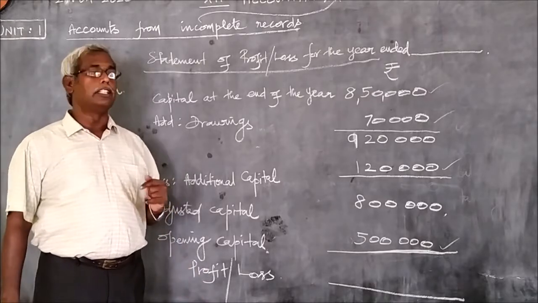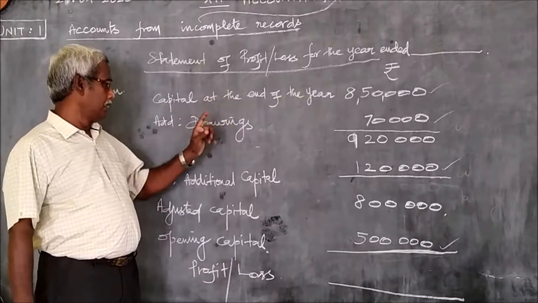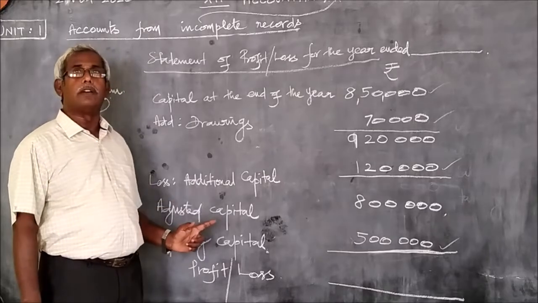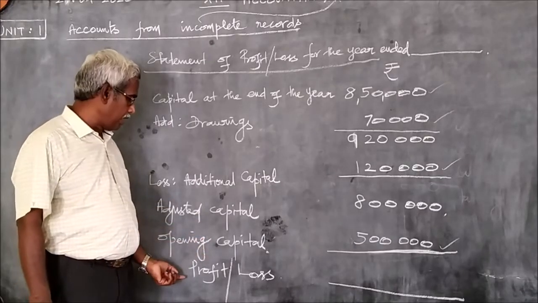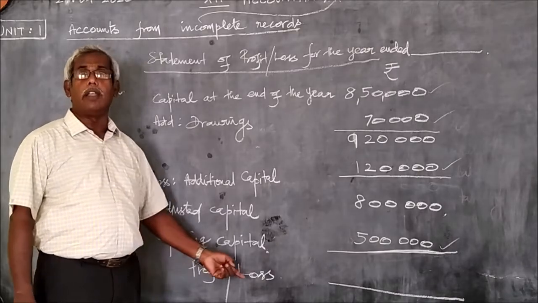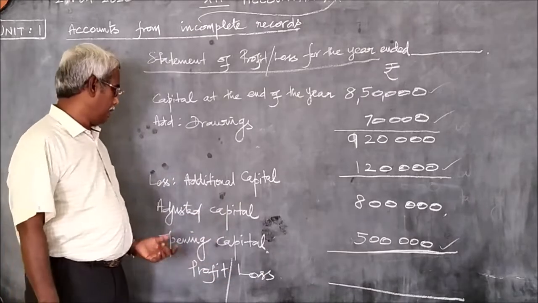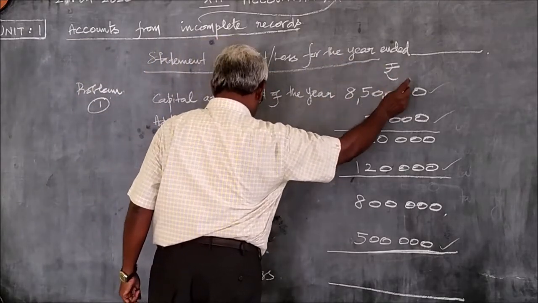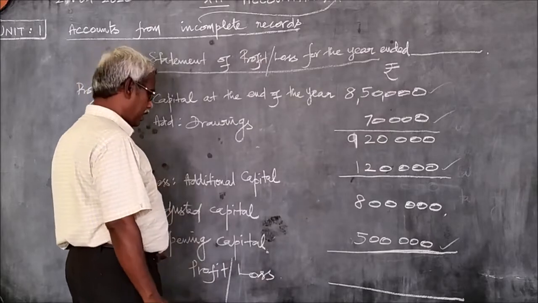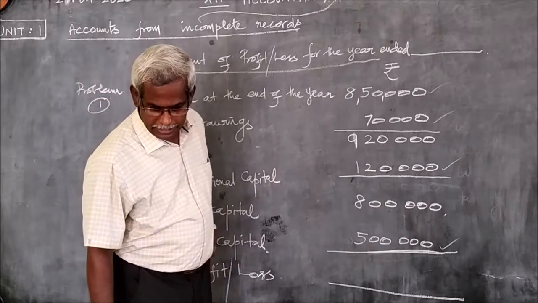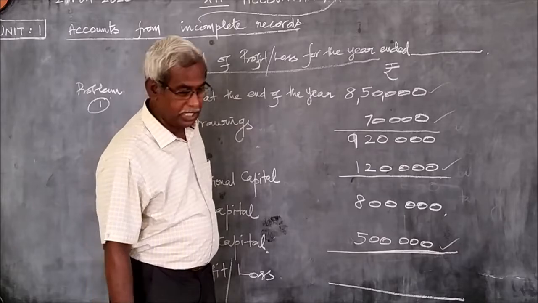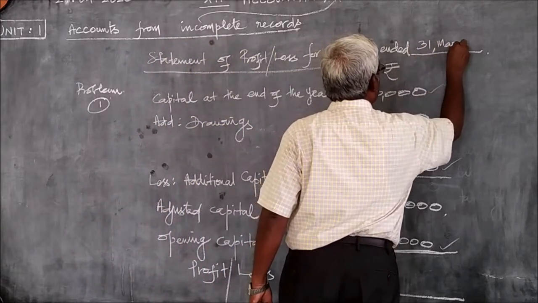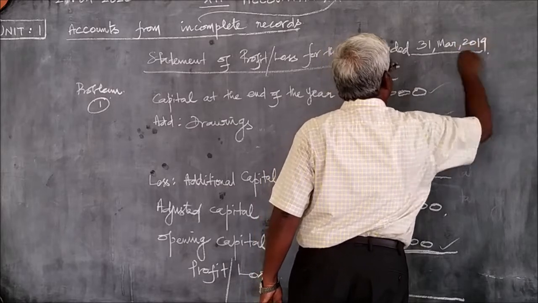What are those 4 items? Capital at the end, drawings, additional capital, and the opening capital. These are the 4 items given. We are trying to find the profit or loss of the business. So here, statement of profit or loss for the year ended. What is the closing period? It is given there, 31st March 2019.